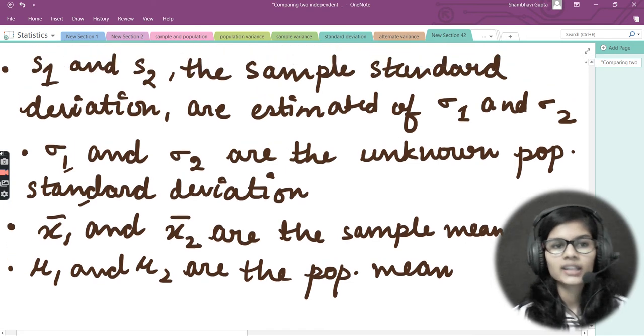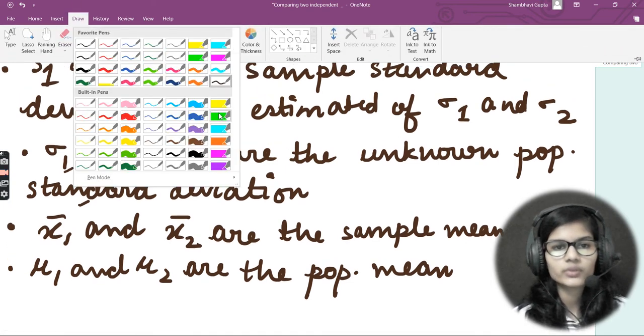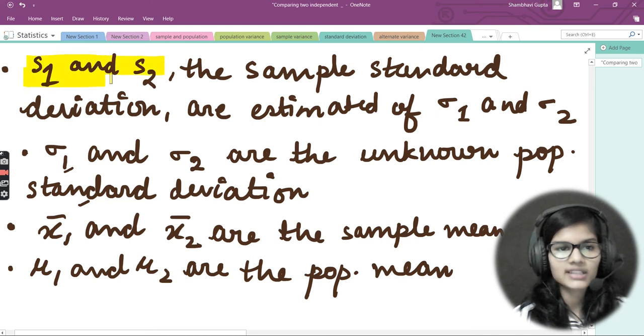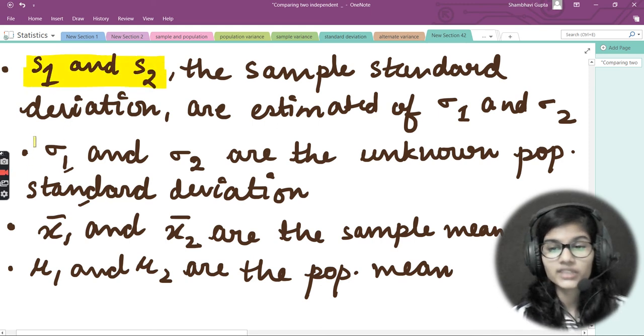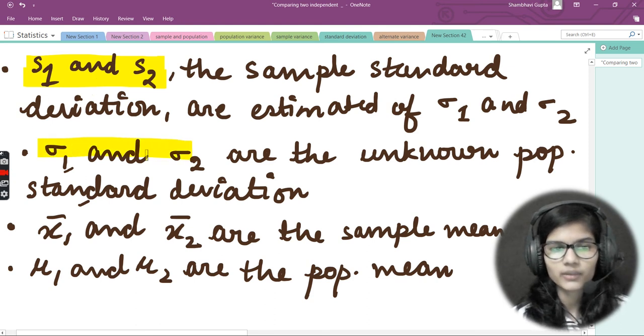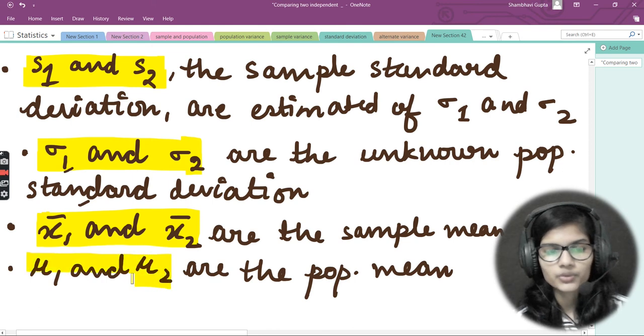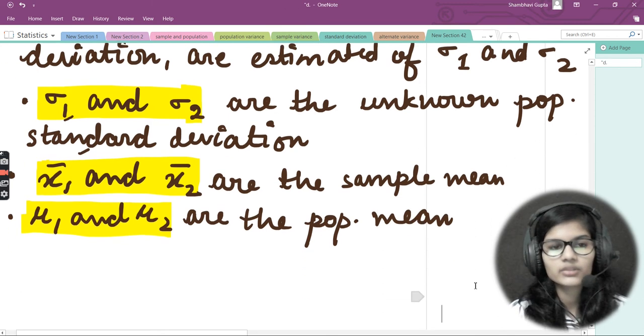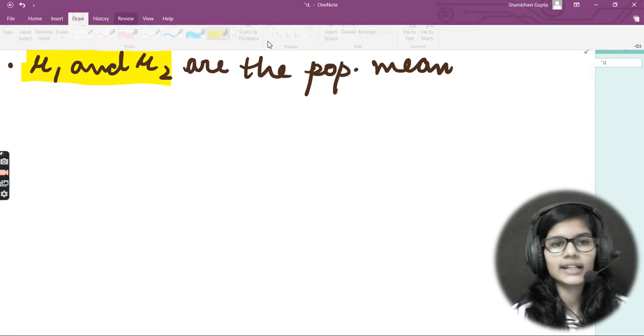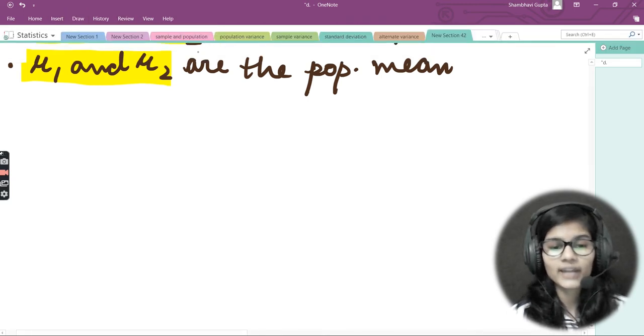Now understand what S1 and S2 are. S1 and S2 are basically the sample standard deviations, which are estimates of sigma 1 and sigma 2. And what are sigma 1 and sigma 2? These are the unknown population standard deviations, right? Now let's see x1 bar and x2 bar. These are the sample means which we are having here. What about mu1 and mu2? They are the population means, right? So all the four parameters which we have listed above in the formula, we now have an idea of what these parameters are. Now let's see about the degrees of freedom.